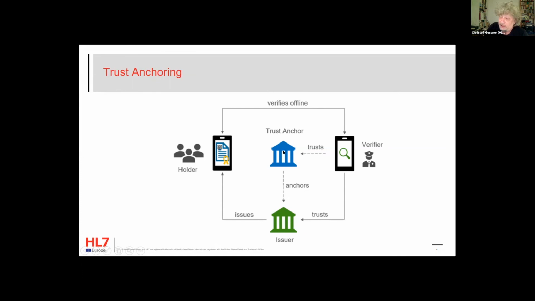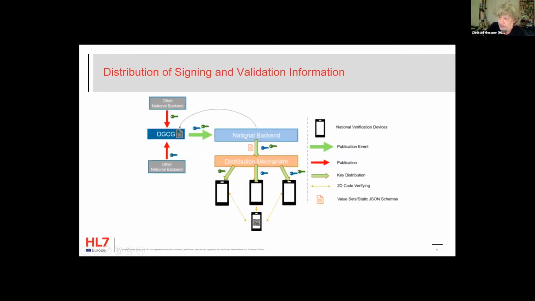So this is basically the platform that is developed here for that purpose. This is the digital green certificate gateway, and it gets all the keys from all the signers from the countries, and it distributes those keys to the national backends of all the other countries. So any verifier can download those keys and check the validity of the signature.